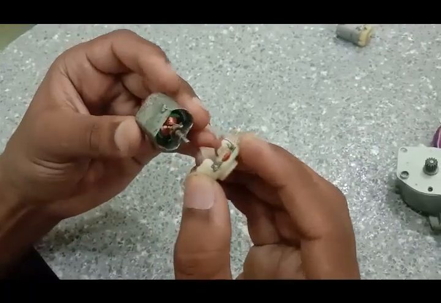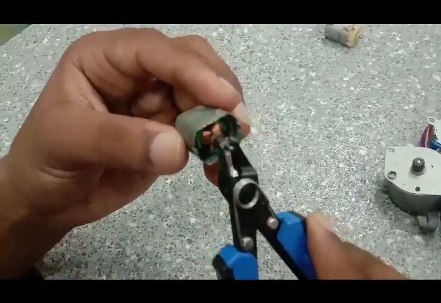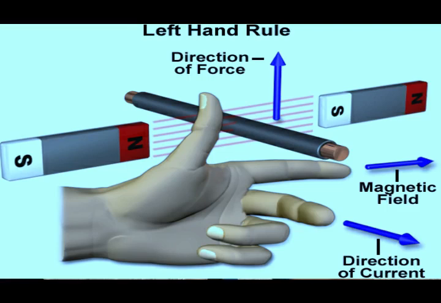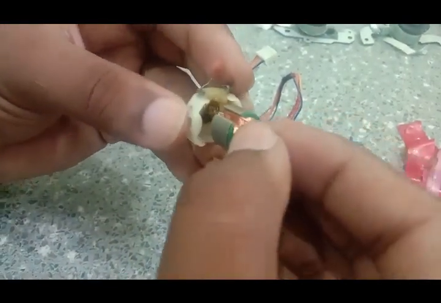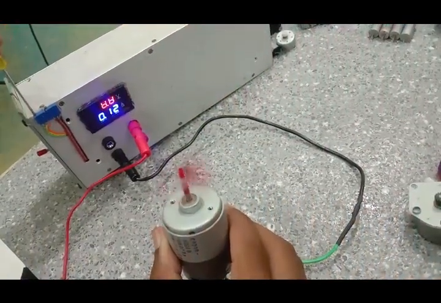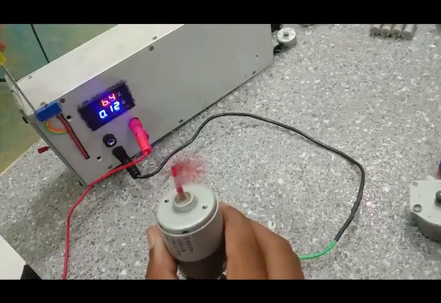Let's look into the brushed DC motor. The name itself tells us that this motor consists of a brush which conducts electricity into the coil wound around the core, and according to Fleming's left hand rule, which states that the index finger gives you the direction of current, the middle finger gives you the direction of magnetic field, and the thumb gives you the direction of force, the force is applied on the coil, which in turn results in the rotary motion of the coil.